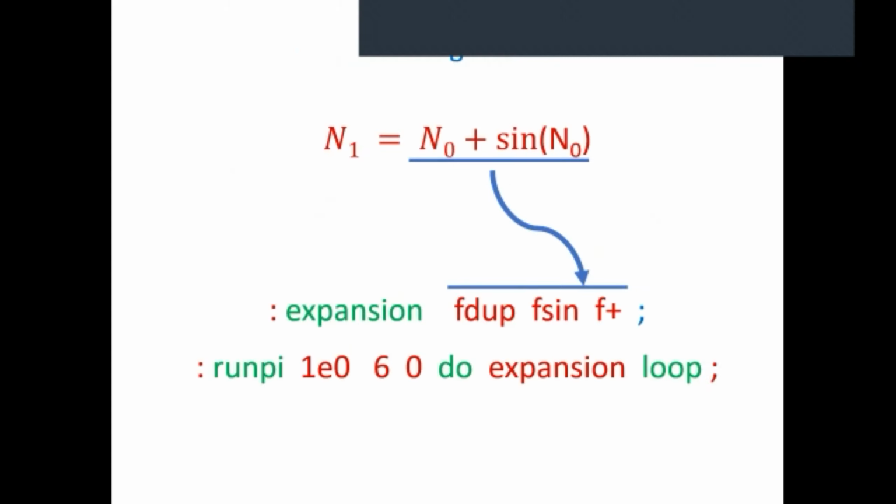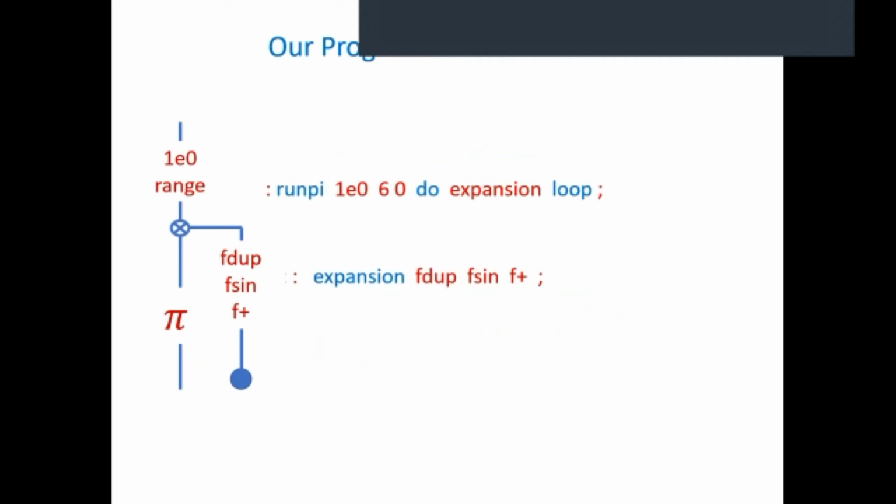So the mathematics on this is trivially simple. In the place of N0, sine N0, all we have is dup, sine, and add. F duplicate, F sine function, F add. That's all there is. We put that in a wrapper where we will do it 6 times. We'll start with a number of 1, 1E0 is 1. We'll repeat that expansion 6 times.